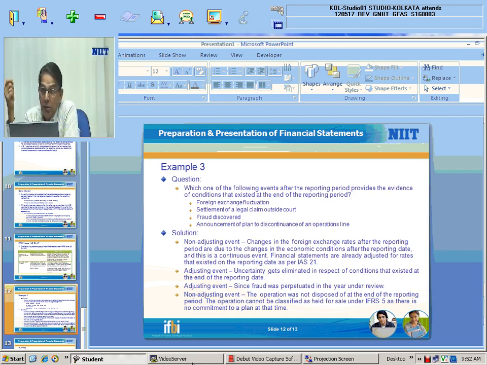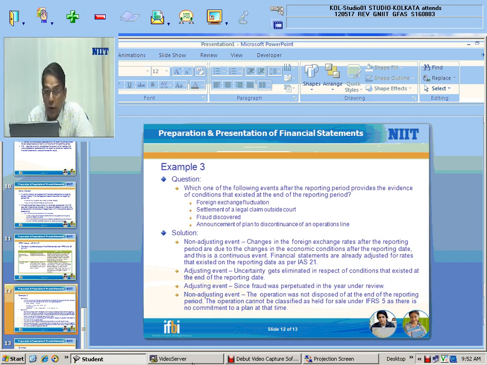Announcement of a plan to discontinue an operation line. See, non-adjusting event because the operation was not disposed of at the end of the reporting period. This operation cannot be classified as held for sale under IFRS 5 as there is no commitment to a plan at that time. So it will be considered a non-adjusting event.